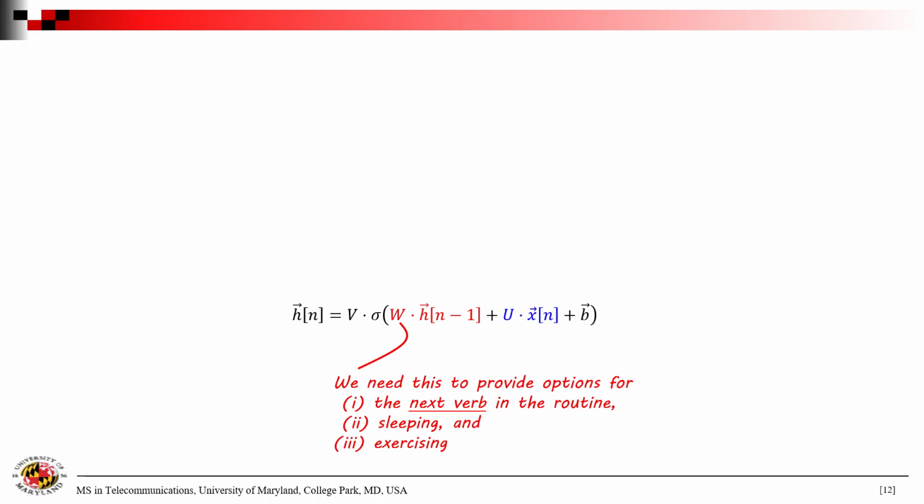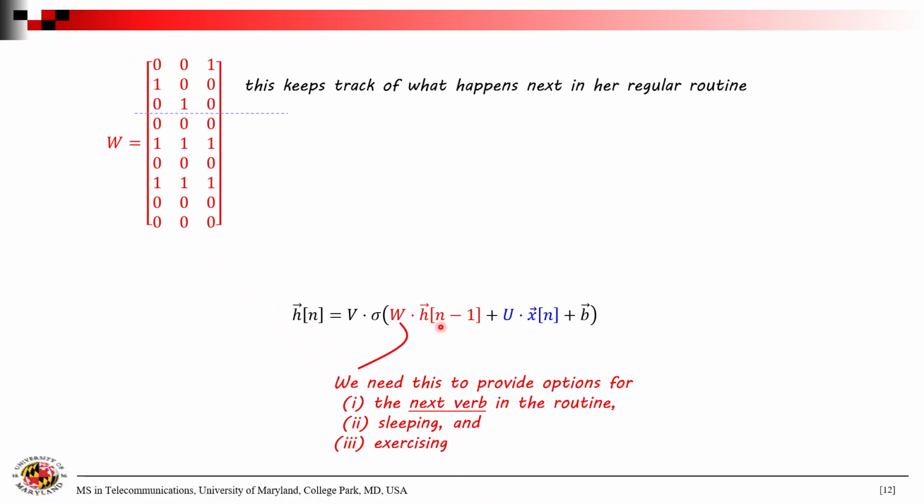Now, let's remind ourselves of the equation for the system dynamics. In this case, we're going to choose W to have this form, and we're going to see why in one second. Now, the top third of W is chosen to keep track of what happens next on her regular routine. So this W is going to pre-multiply the feedback. If the feedback happens to be exercises, that's 1, 0, 0, that means this feedback is going to grab the first column of W, and that would reflect 0, 1, 0. That means that today she sleeps.